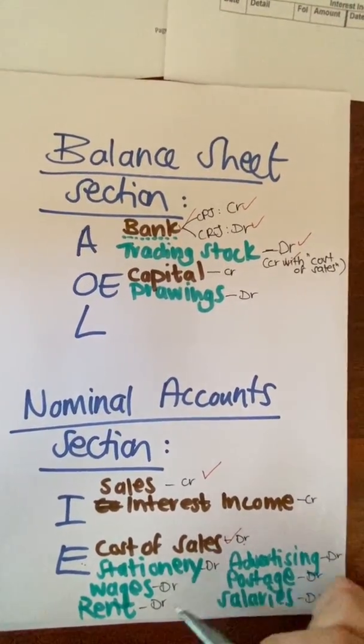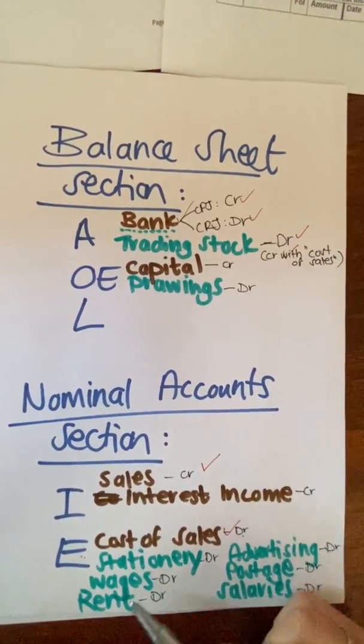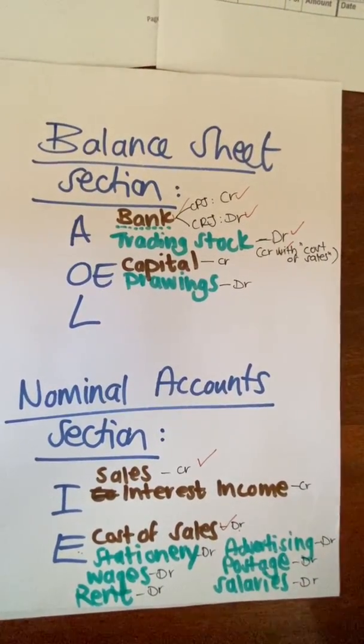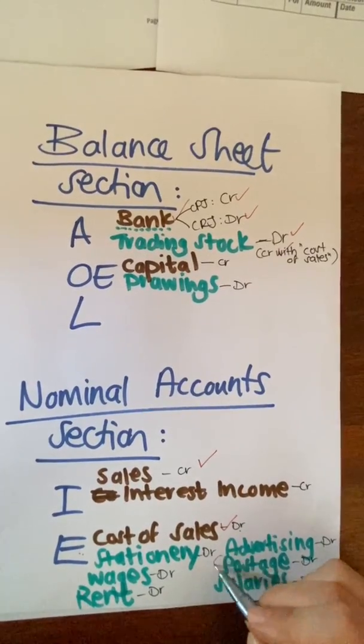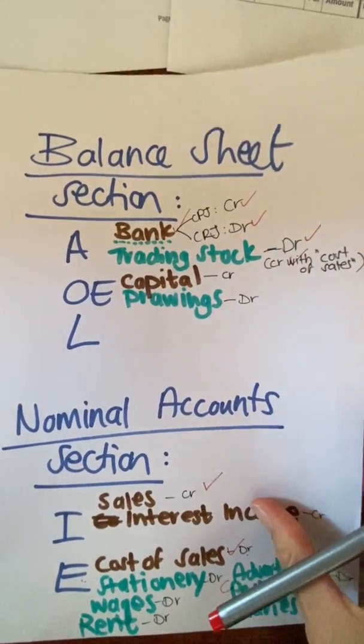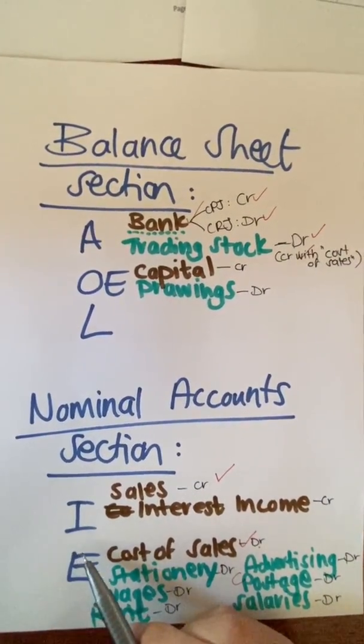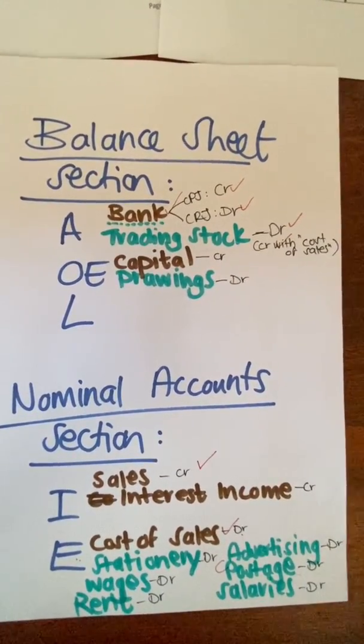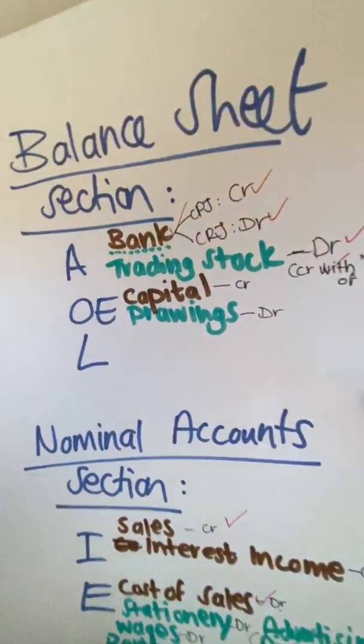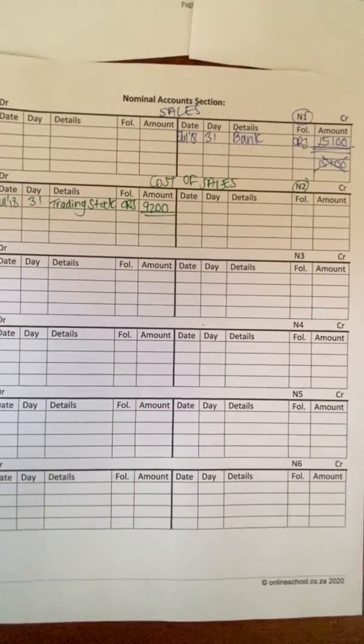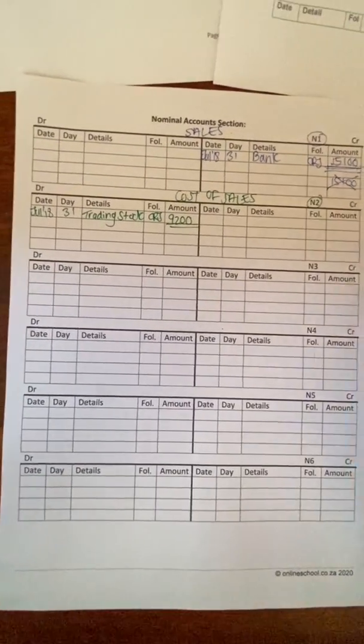Now I'm going to choose to do one of these expense accounts. You're going to do all of them. For now, for purposes of time, I'm going to look at the postage account. It's an expense, so we're going to work on the debit side of the T account. So I come to my nominal account section, and I come to the debit side.